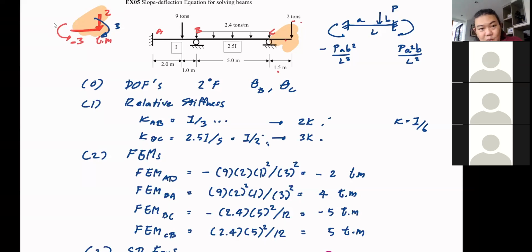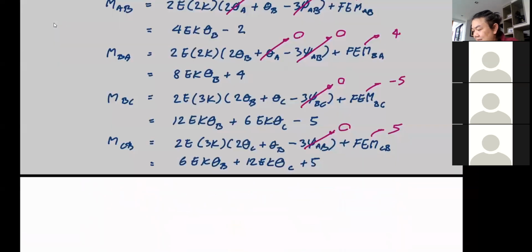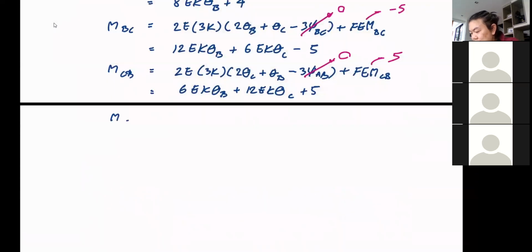So that's exactly what MCD is. That's your MCD, right? -3. I can easily say MCD is minus 3 ton meter. Are you confused?